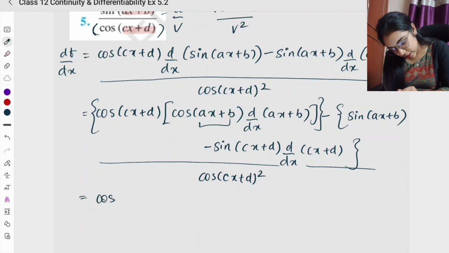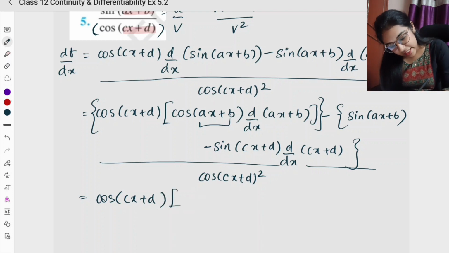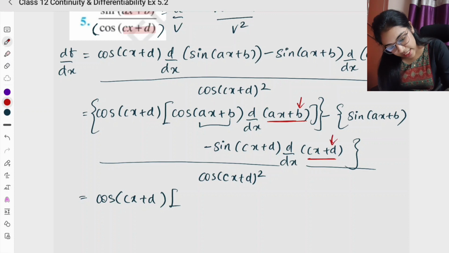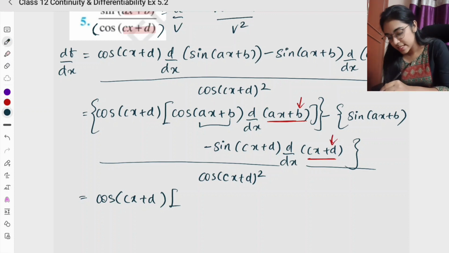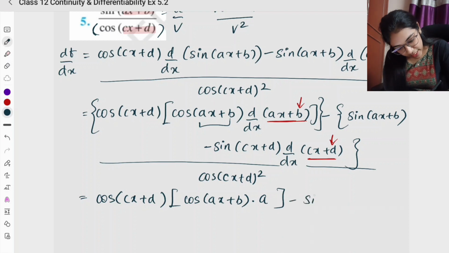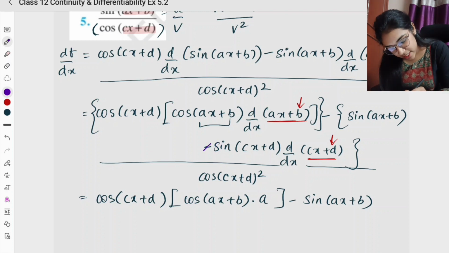Now what is this step going to become? Cos of cx plus d times, I open the bracket. What is the derivative of this? The derivative of this is going to be simply a, and the derivative of this is simply going to be c. b is a constant and d is a constant, so the derivative of a constant is going to be 0. So I have cos of ax plus b times a, so this term is done, minus sin of ax plus b. You see that I have a minus here and I have a minus here. So the minus into minus is going to become a plus when I take it outside the bracket.